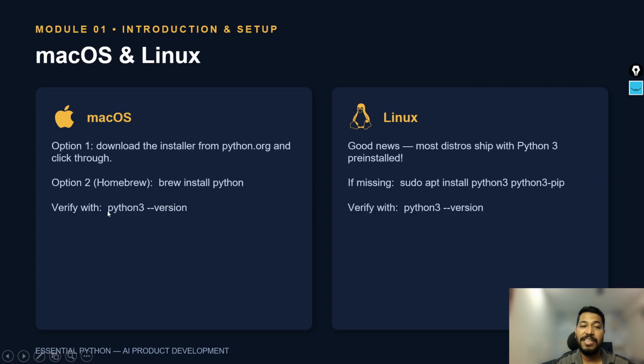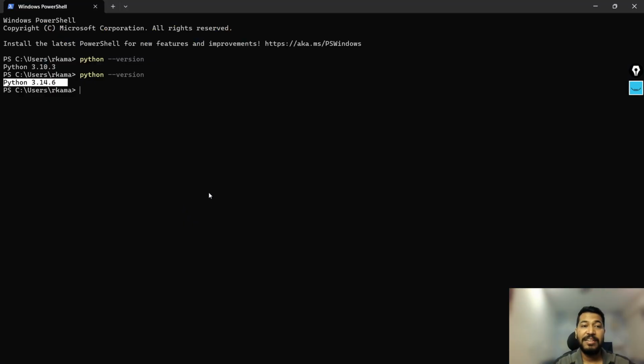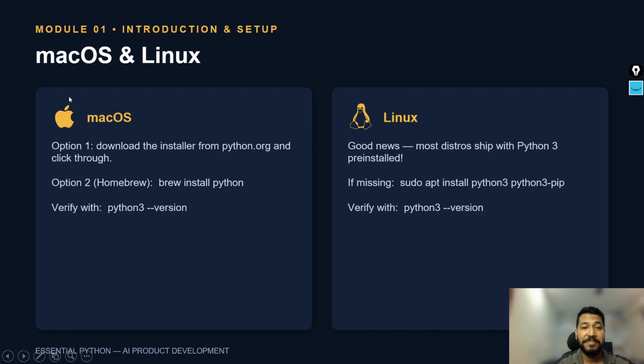Let me check whether this same command runs inside Windows or not. Because as of now, we are just running python --version. python3, yeah, it's working. Great. And for the Linux machine, the good news is that most OS distributions ship with Python 3 pre-installed. That is good news.